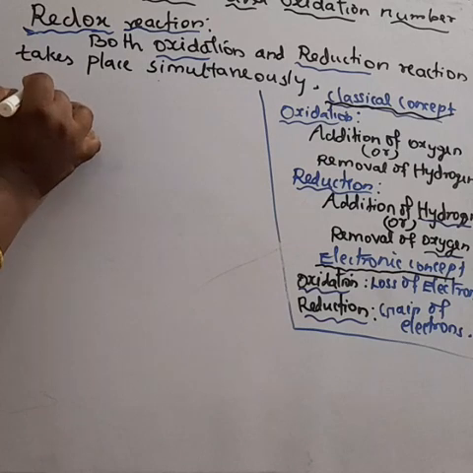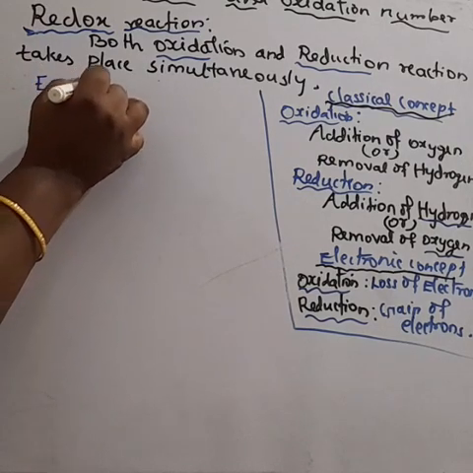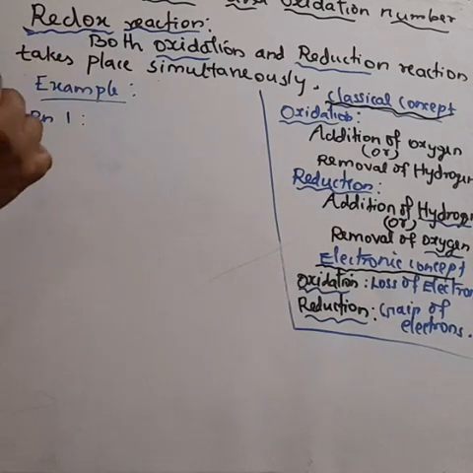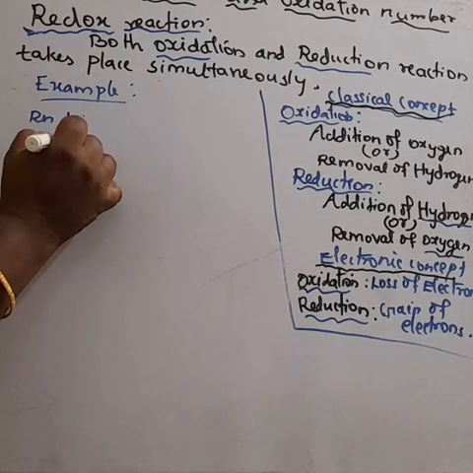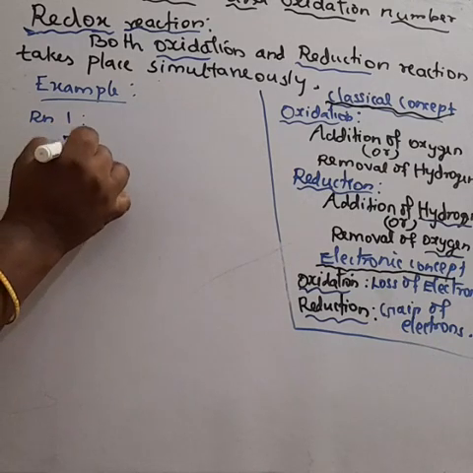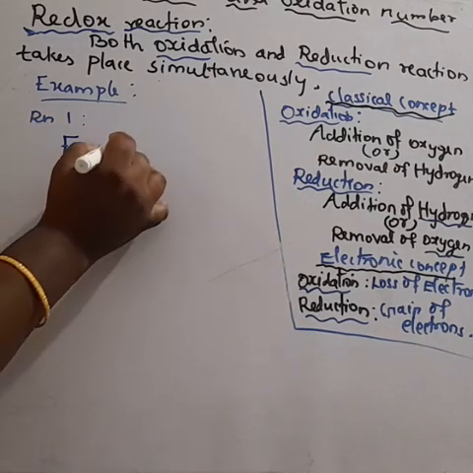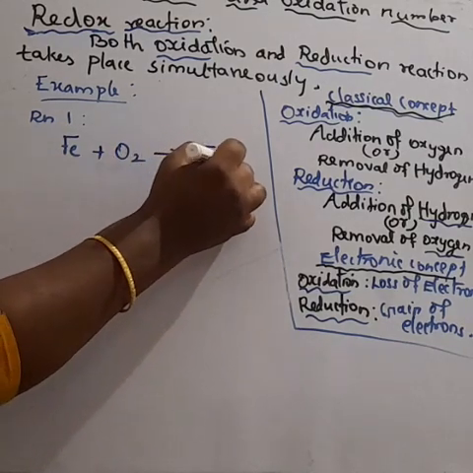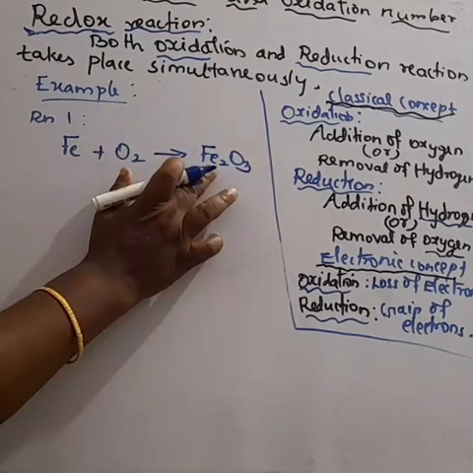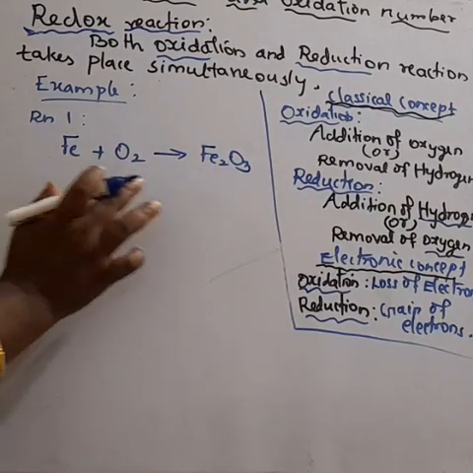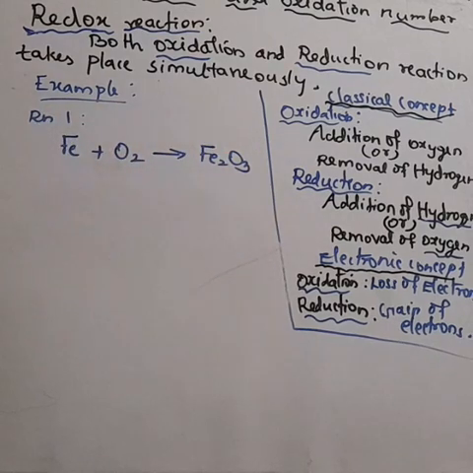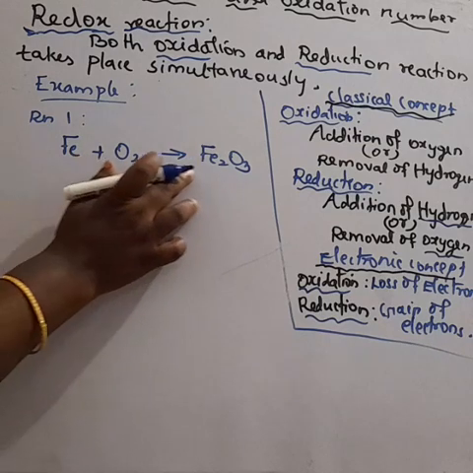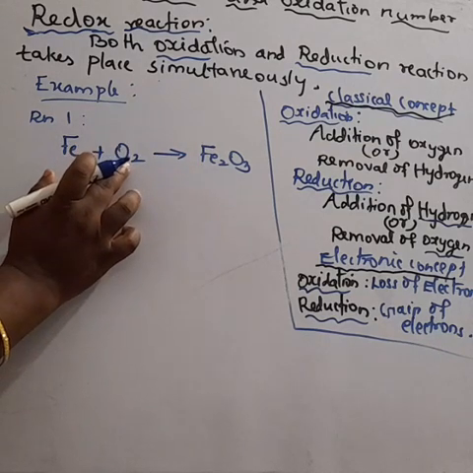Consider one reaction, the formation of rust. When iron, Fe, reacts with oxygen, it forms Fe2O3. What is the formula for rust? This is important for a question. Rust is Fe2O3, iron oxide. So the reaction of iron, Fe, with oxygen, O2, forms Fe2O3.